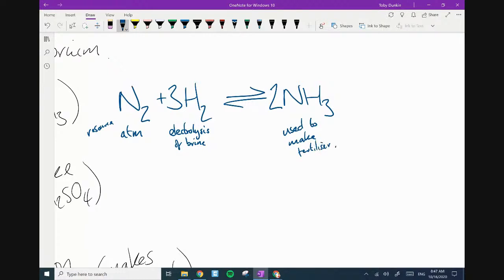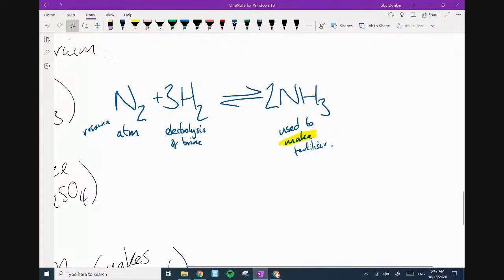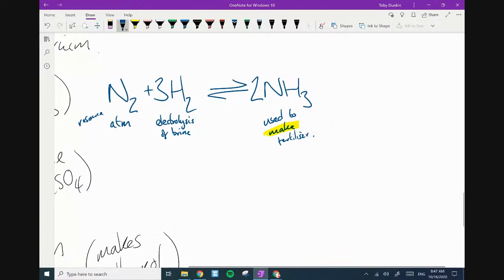Used to make fertilizer. You can't say used as fertilizer. Ammonia is a weak base with pH 11. You pour it onto your field, you're going to kill everything in the zoo. And plus, it's dissolved in water, so if you pour it on it, it'll just evaporate out the gas anyway. So just bear that in mind.